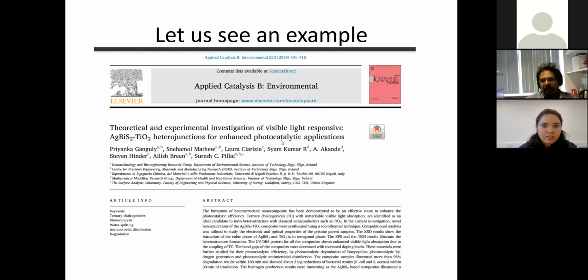One of my recent PhD students, Priyanka, she got the award recently. So that's why I took this paper. She got the award for her thesis, national award, the best chemistry graduate from Ireland. So the paper is about the photocatalytic application of a composite, silver bismuth sulfide and TiO2, heterostructure. And this paper got a lot of attention. This has been cited a few times, like within 1 year. And let us see how she wrote this paper. What are the important aspects and how we can compare that with the Titanic movie.